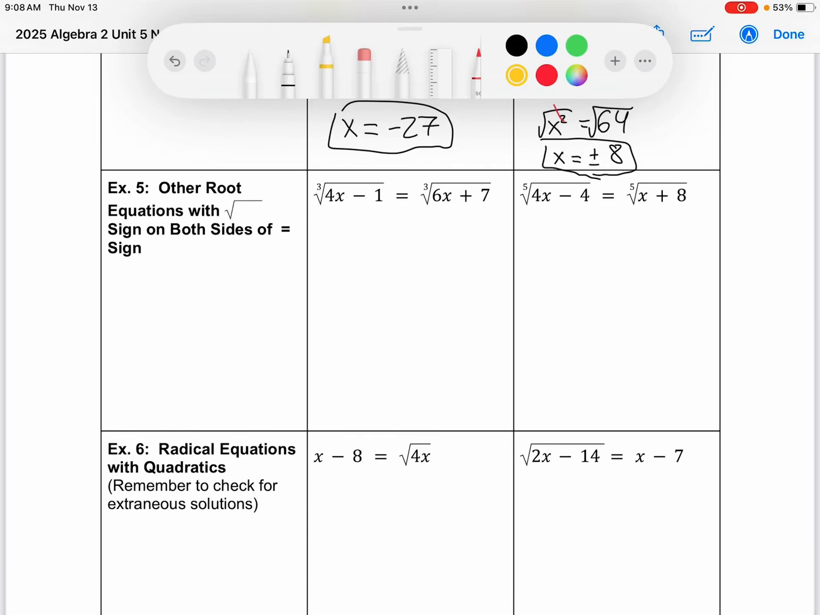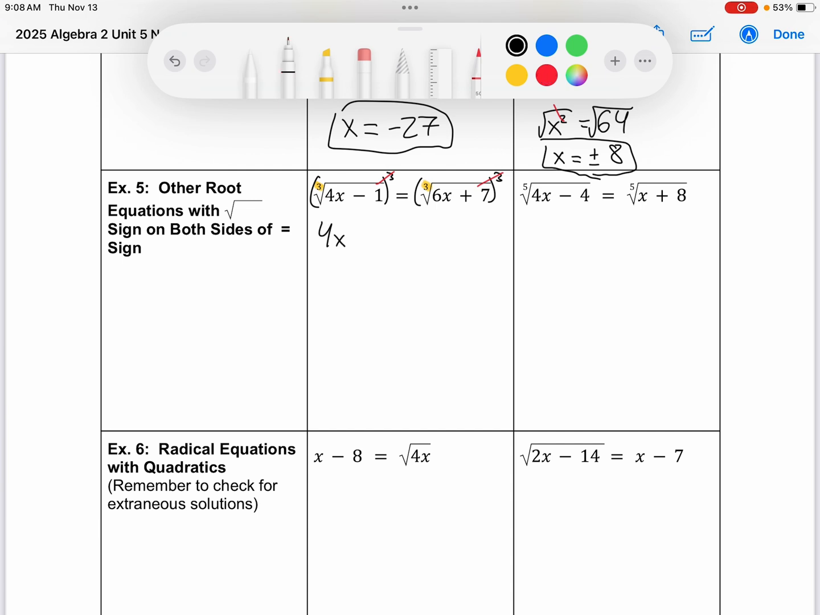All right, so example 5 is very similar to example 3, where we had the square root on both sides, but this time we have different roots on both sides. So for example, the first one, we have the cube root of 4x minus 1 equals the cube root of 6x plus 7. So if I want to eliminate these cube roots, I need to cube both sides, or take both sides to the power of 3. That's going to eliminate the radicals here, because I'm taking both sides to the same power as those roots.